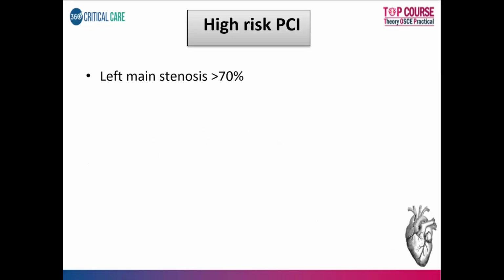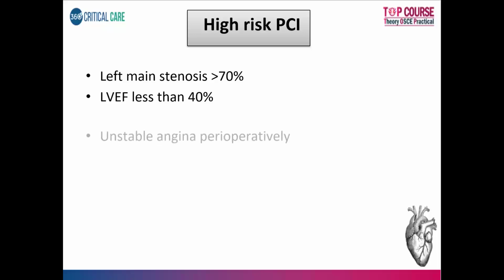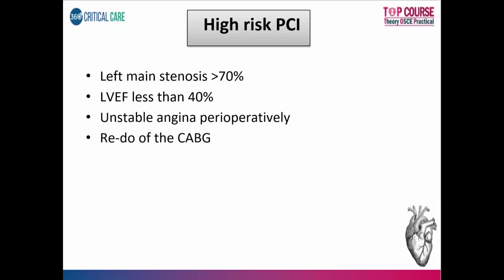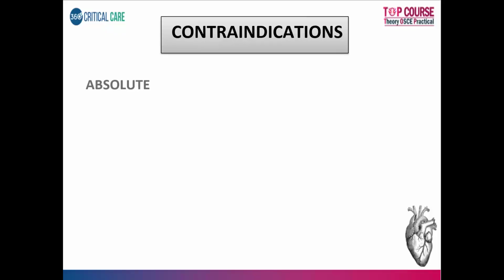So patients who have a left main stenosis of more than 70%, left ventricular ejection fraction (LVEF) of less than 40%, unstable angina postoperatively, patients who undergo redo CABG, that is with stent occlusions or an MI type 4. These patients usually get classified as high-risk PCI. Okay, what are the contraindications?